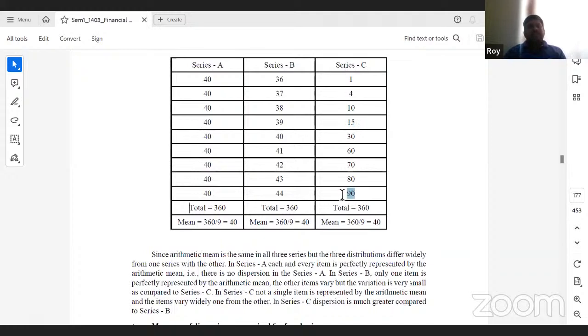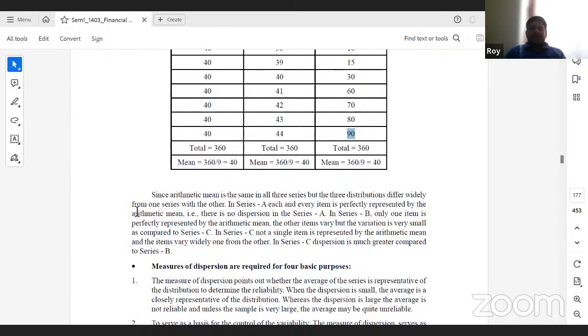Even say 90. Let us say Sunita got 90 marks. But sir, I got 90. How can you tell that this class average is 40? That's the problem here. In order to identify that, the dispersion and the skewness, all these things will be calculated. Let us try to understand this. In series A, every item is perfectly represented by the arithmetic mean, that is, there is no dispersion in the series.